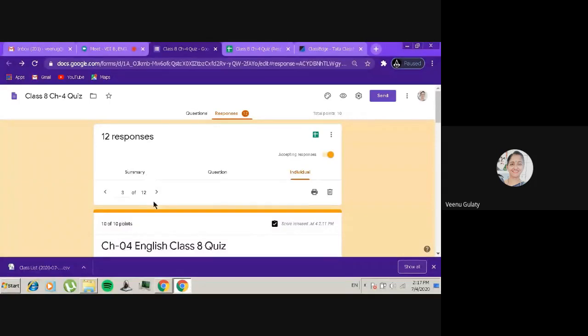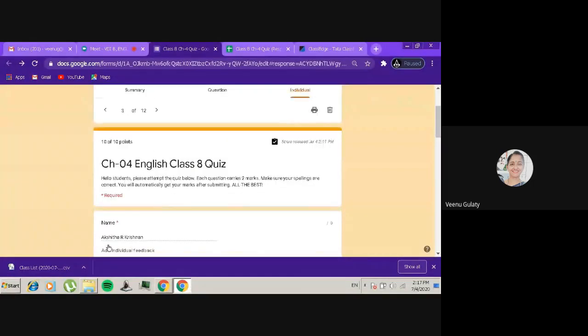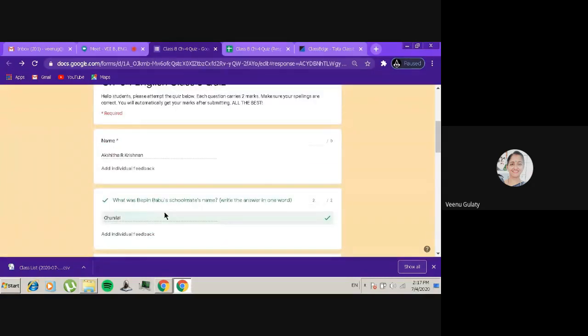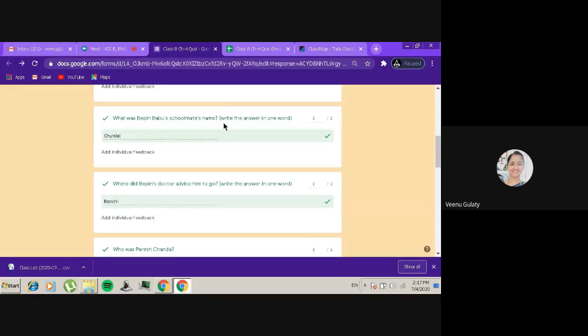Here you have 10 out of 10, Akshita. She had written all correct. See, it's written in the bracket. Write the answer in one word. So the answer is one word. It was given already. And these are your marks, 2 out of 2.